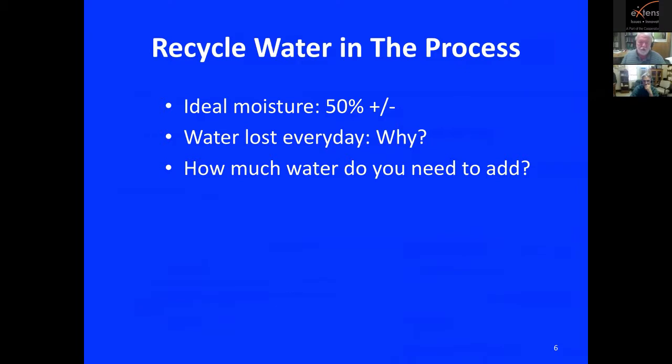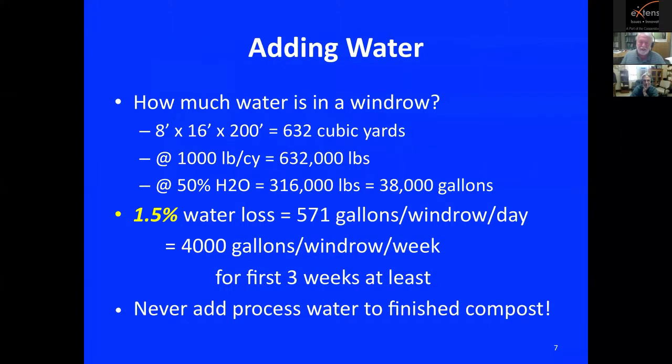When you recycle water in the process, we want our compost to be about 50% moisture, but we lose water every day. The reason we lose water every day is compost generates heat. Heat causes evaporation out of our compost itself, runs right up through the middle of the compost pile and out into the air. So we've lost it. How much do you think we need to add? How do we decide how much we need to add?